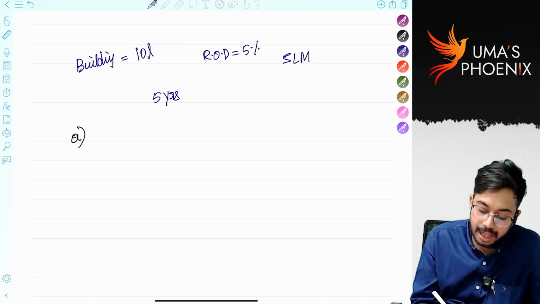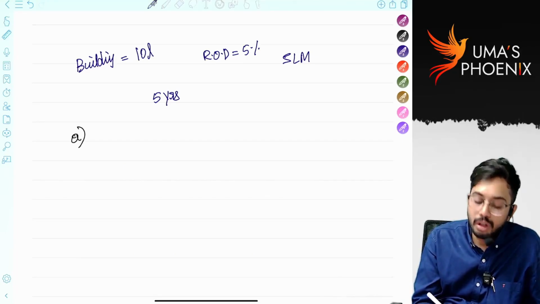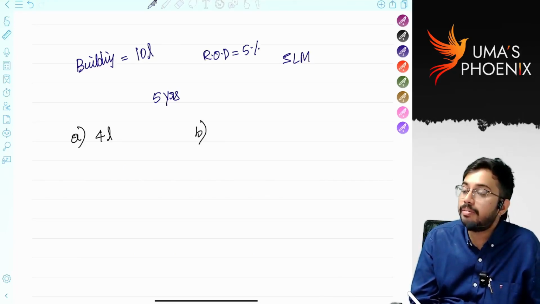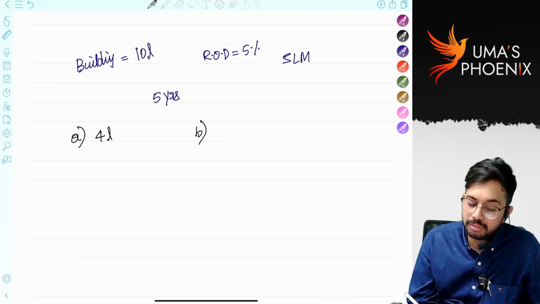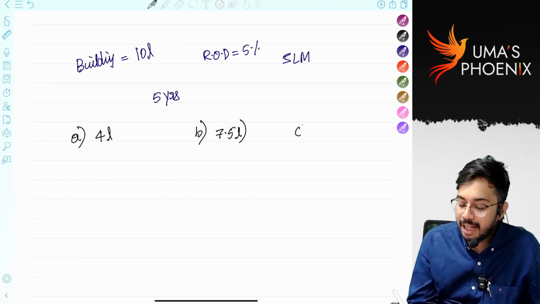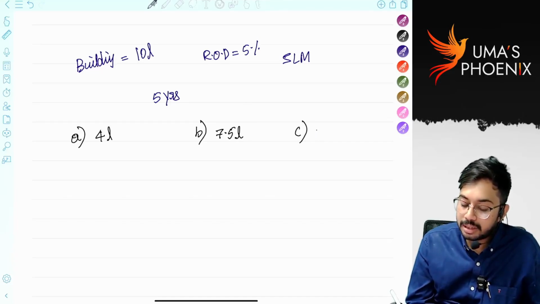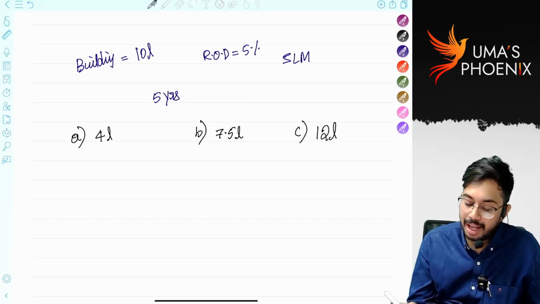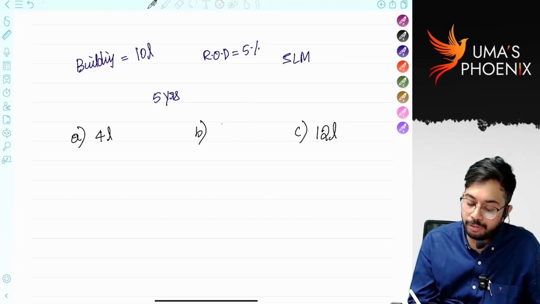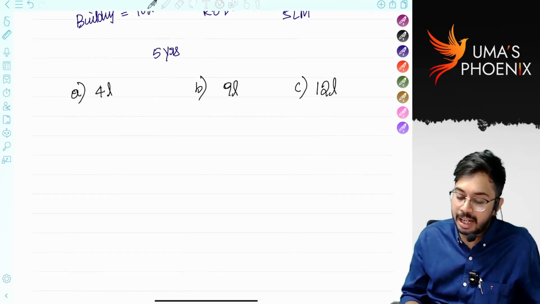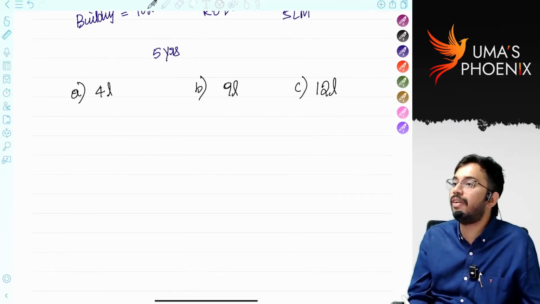Case A, building is sold for 4 lakhs. Case B, building is sold for 7.5 lakhs. Case C, building is sold for 12 lakhs. In case B, building is sold for, let's say, 9 lakhs. Okay, 3 cases. Now will you calculate depreciation and tell me the written down value after 5 years?